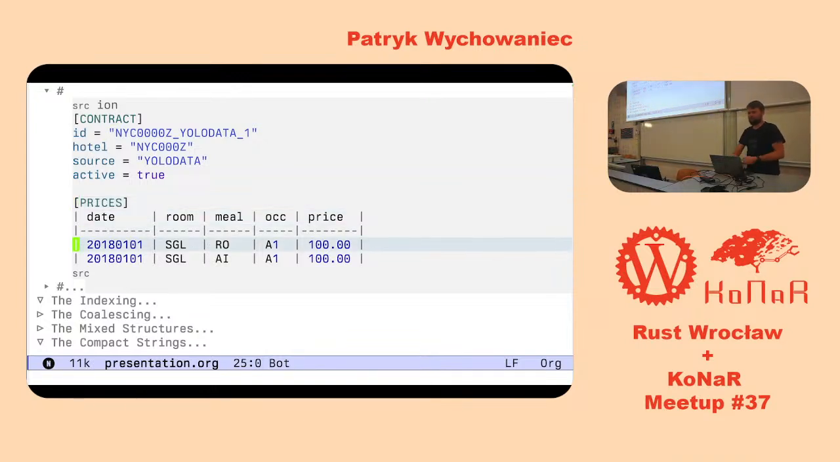Prices in this simple model are applied for some day, for some room, like single in this case, for some meal, like room only. Occupancy, which is 1 adult, and then you have the correct price, so the actual price. In this case, this would be a different price for the same date, the same room, but for an all-inclusive stay. Imagine that all-inclusive would be a bit more expensive than just the room.